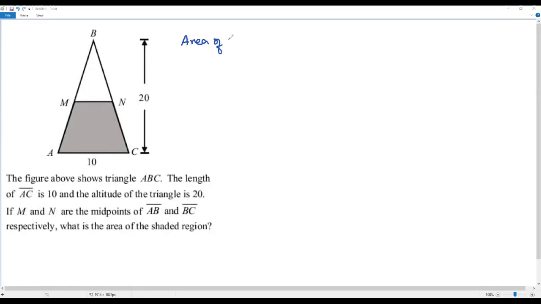Area of the bigger triangle ABC equals 1/2 times base times height. Here, 1/2 times the base of the triangle is 10, the height of the triangle is 20. Here 2 goes into 2 1 times and 2 goes into 10 5 times. And here 1 times 5 is 5, 5 times 20 is 100. Now I got the area of the bigger triangle ABC, that is 100 square units. Now I have to get the area of the smaller triangle MBN.